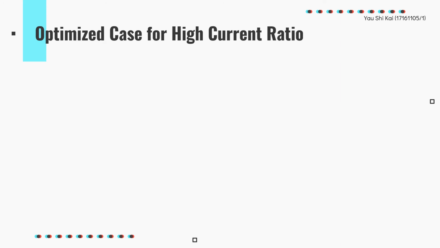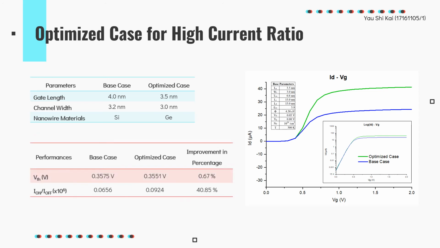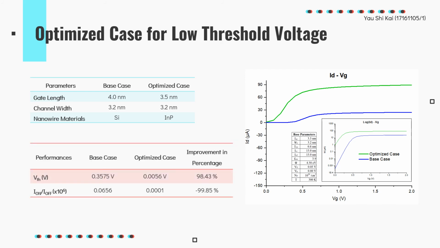The device is simulated by using 2 sets of optimized parameters. Referring to the optimized case for high current ratio performance, the results obtained are compared with the base case. Threshold voltage and current ratio are successfully improved by 0.67% and 40.85% respectively. Referring to the optimized case for low threshold voltage performance, threshold voltage is successfully improved by 98.43%, but current ratio is degraded by 99.85%. The results indicate that there is a trade-off between threshold voltage and current ratio.